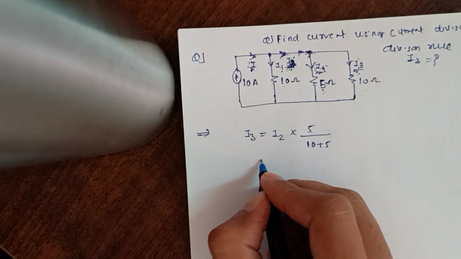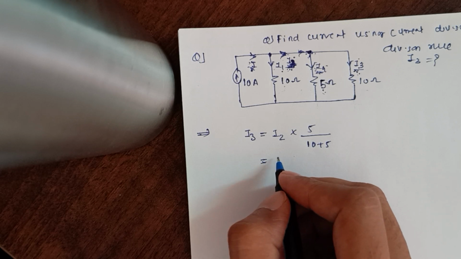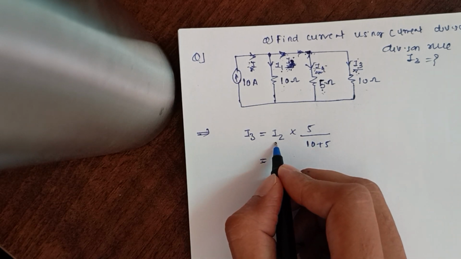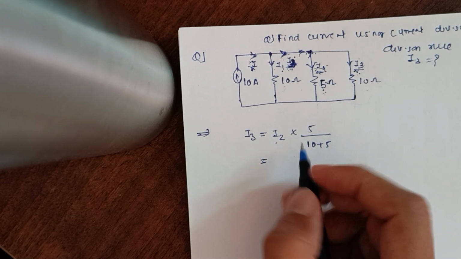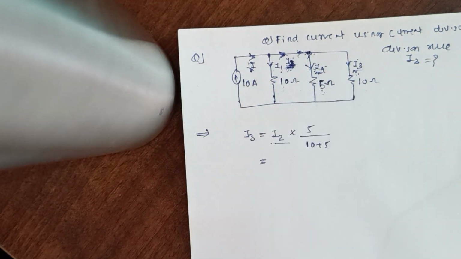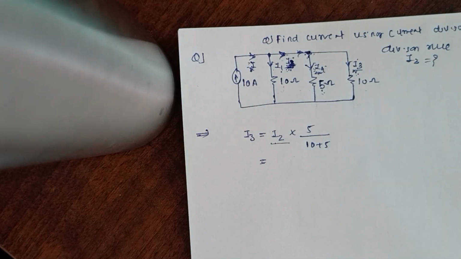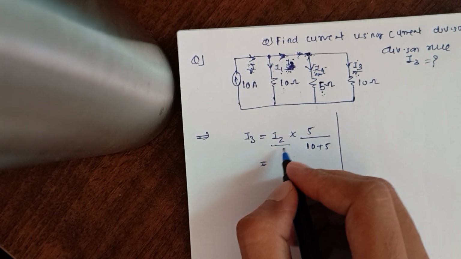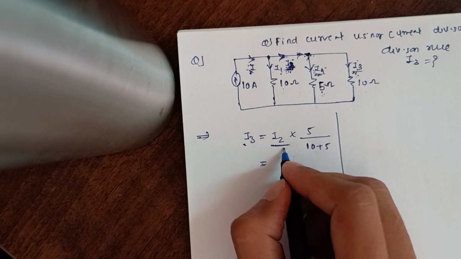This is similar to the previous question. Now I don't know what I2 is, because I don't have its value. So how should I calculate I2? I can calculate I2 by various steps, because for calculating I3 I need I2.